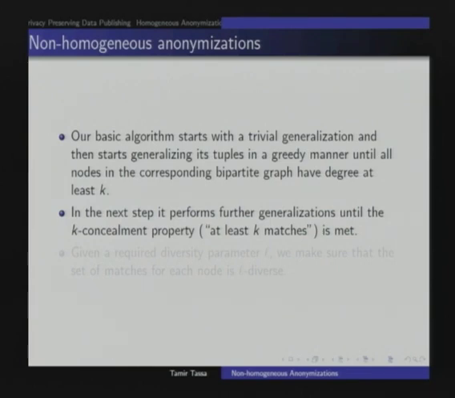And once we do that, we are certain that our generalization complies with k-concealment. We also have to take care of the L problem, and I will not describe this aspect of the algorithm. We can also make sure that the set of matches of each node is L-diverse, in the sense that no sensitive value appears in more than 1 over L of them.